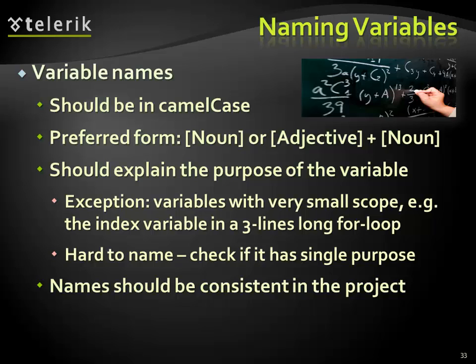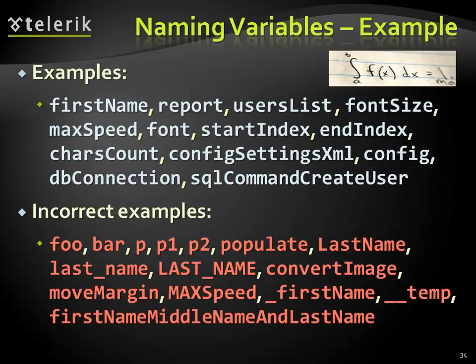And let's not forget that your names should always be consistent through the whole project. So where you're using get and set, make sure that you're using them properly, vote, unvote, and stuff like that.